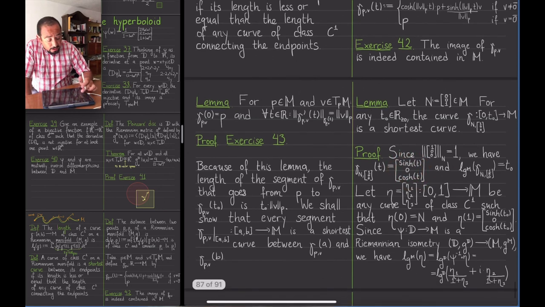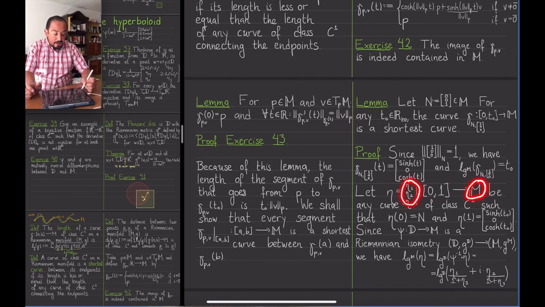So let's take any curve joining them, and let's say it is parametrized with the unit interval. Why not? The fact that this curve is parametrized with the interval 0, t naught doesn't prevent me from taking other curves that connect the points and are parametrized by other intervals. And then of course I can write it in terms of coordinates, where each of these is a function from 0, 1 to R, and combined together they land in m.